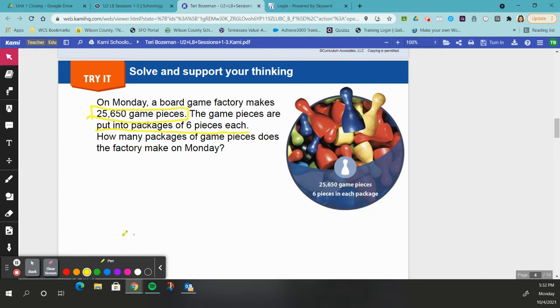So I want you to pause the video and try this problem out, and then come back and check it out on how to solve it, or see my strategy. And if you have time before you come back to this video with the try problem, try to explain to someone at home how it is that you solve this problem.